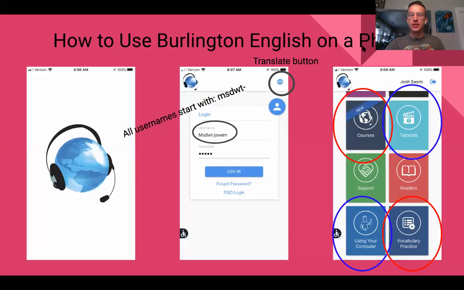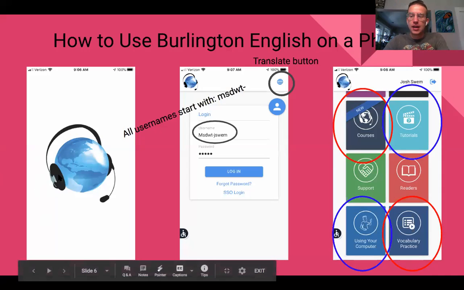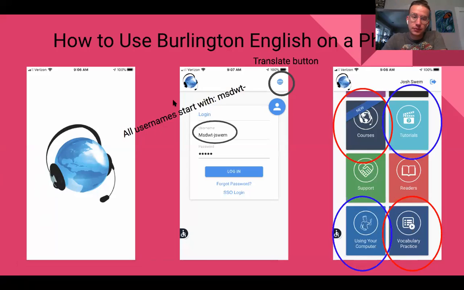Okay, so one of our big focuses from this past week was that we were going to look at how to use Burlington English on your phone. Burlington English is an app that looks like this. We pay for it so that you can use it for free.